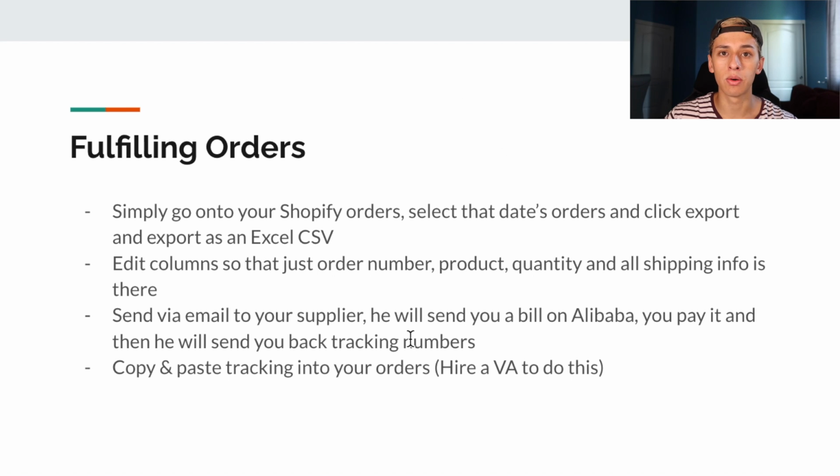So tonight I'll select all the orders and export them via an Excel CSV, and then I will edit the columns so that it's just the order number, product, the quantity, and all shipping info, because they input the price and the contact info and all that stuff. I don't need my supplier knowing all of that information. Then all I simply do is send this via email or message to my supplier, and then they will send me a link to pay on Alibaba, and then I'll just pay. It's normally one transaction, so I don't have to pay one by one, which is amazing. It simplifies my bank account transactions, which I'm super grateful for. And then in around 24 to 48 hours, whatever you guys have agreed to, they'll send you back tracking numbers, and then I have someone hired to just copy and paste all the tracking numbers onto my Shopify orders.